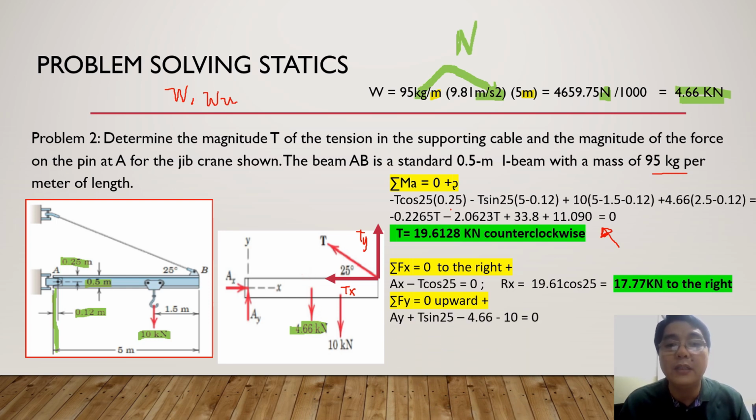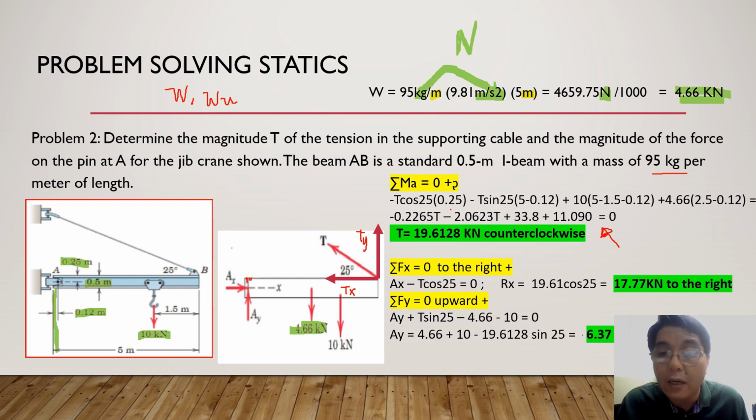So therefore, we can say A sub Y plus T sine 25, that is T sub Y, minus 4.6 minus 10 is equal to 0. O yan na yun, ha? Pero teka, kailangan pa natin isolve yung A. Ano yung resultant ng A? So let us try to solve for the resultant A.